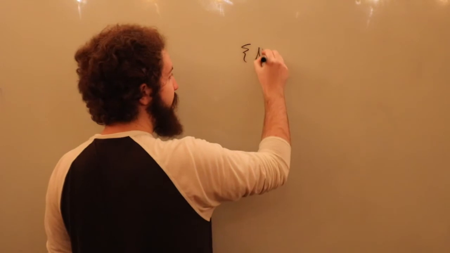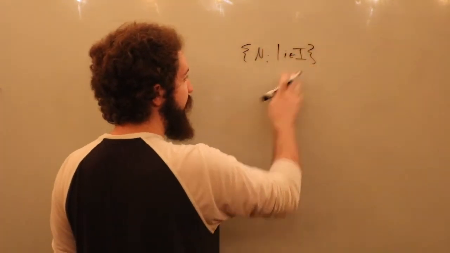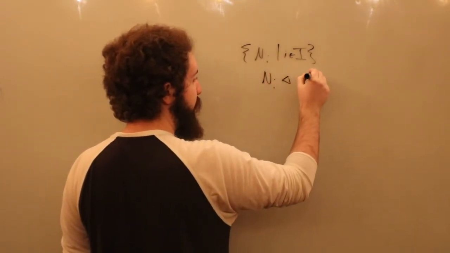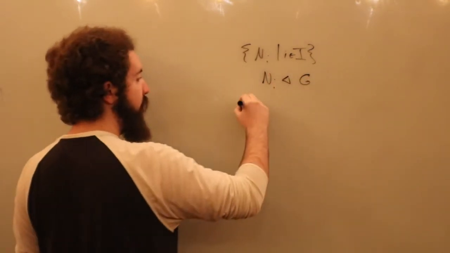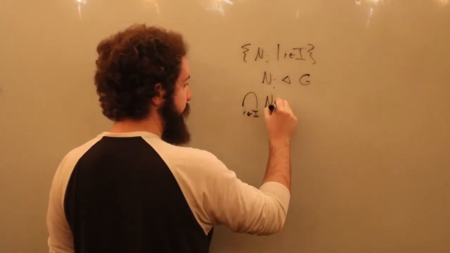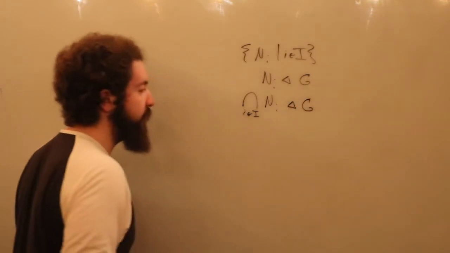If we have a family of normal subgroups indexed by some indexing set, capital I, so we'll say each of these N sub I is normal in a group G, then recall that the intersection of all of these normal subgroups is itself a normal subgroup of G.